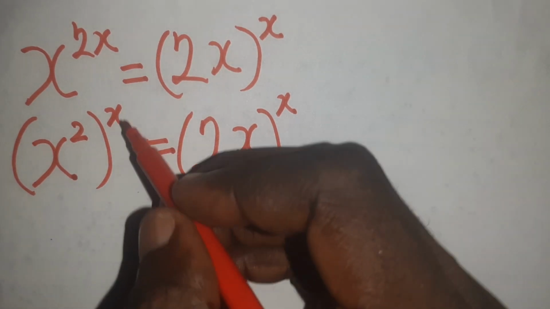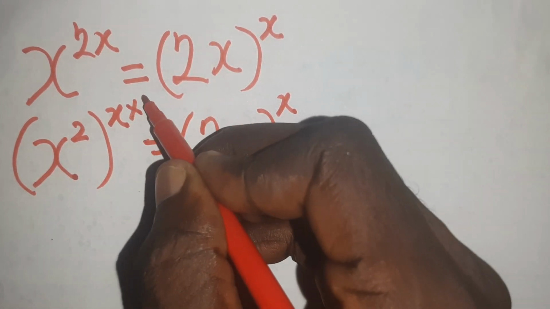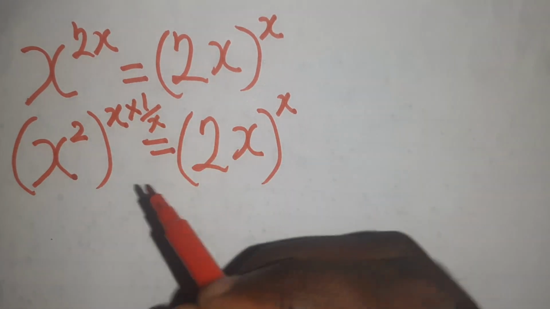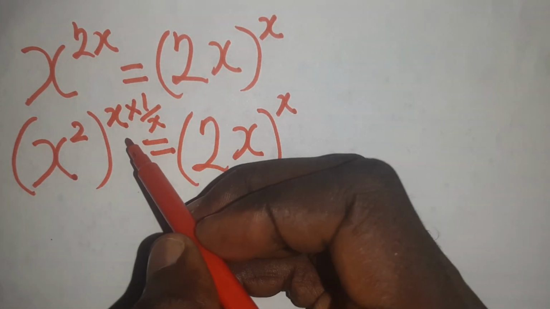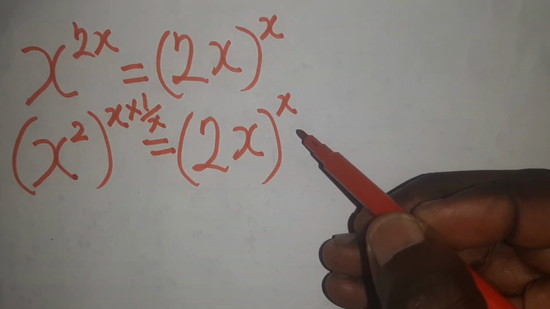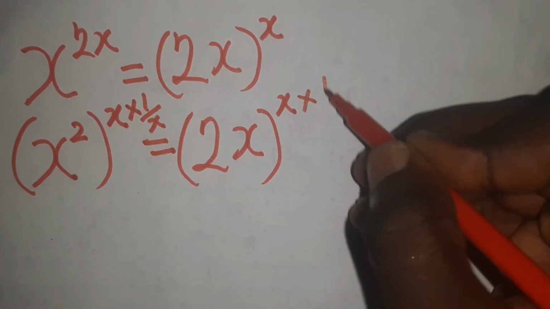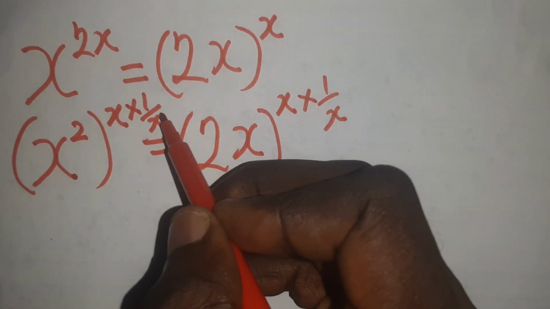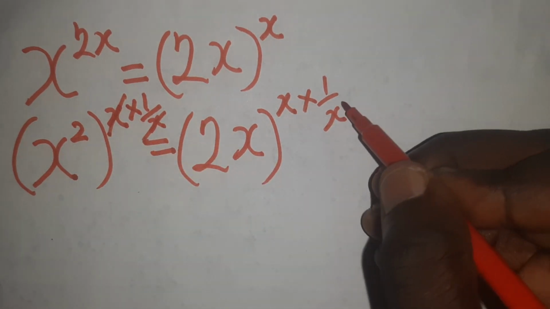And if I want to do this, I can multiply this power x by 1 over x. But if I'm multiplying the power here by 1 over x, I have to do the same thing to the power on the right hand side. So I have to also multiply here by 1 over x. So finally, this cancels this, and this cancels this.